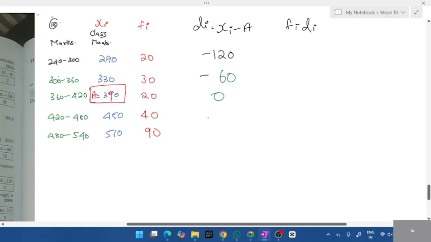Okay. 450 minus 390. See, I gave you 5 minutes and still you haven't done it. Talk a bit loud, Lemula. 450 minus 390 is 60. 510 minus 390.